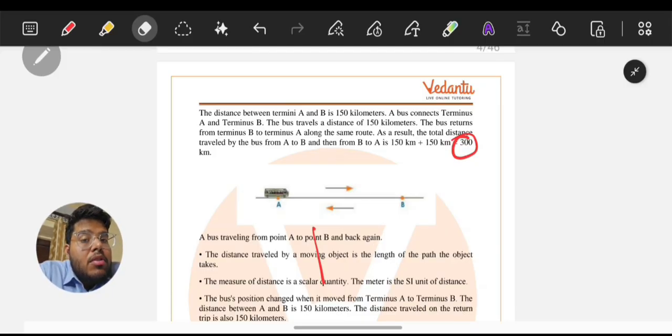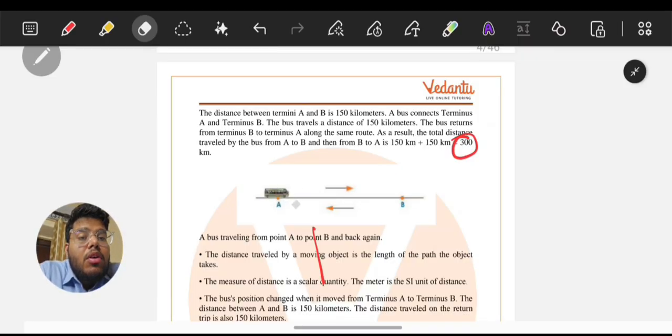We do not include the direction for the measurement of distance, but for displacement we include the direction and take the shortest path between the initial and final point of an object in motion, right? Now, we'll start from A, then it ends at B, and again B to A. If we see, the initial point is A, and the final point is also A. So the displacement between initial and final position is 0 because the initial and final points are the same. This is considered displacement, which has direction and magnitude.